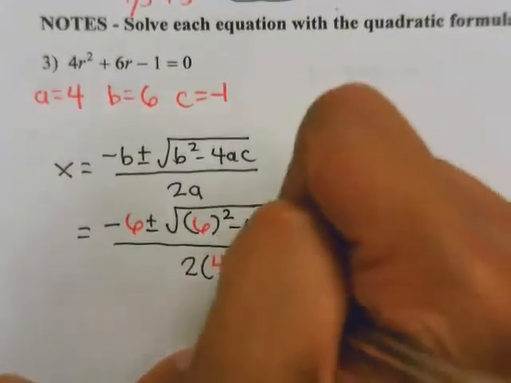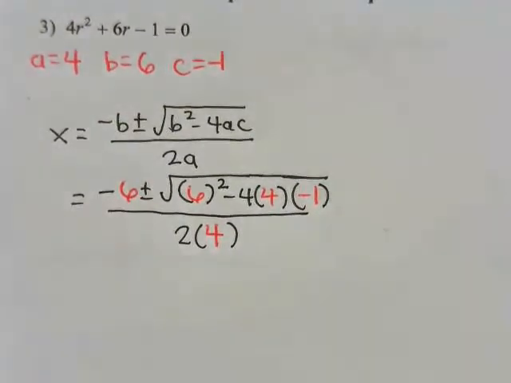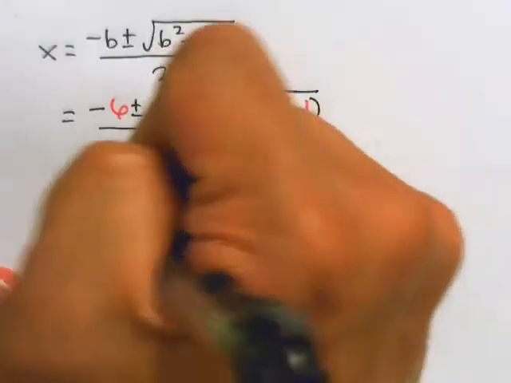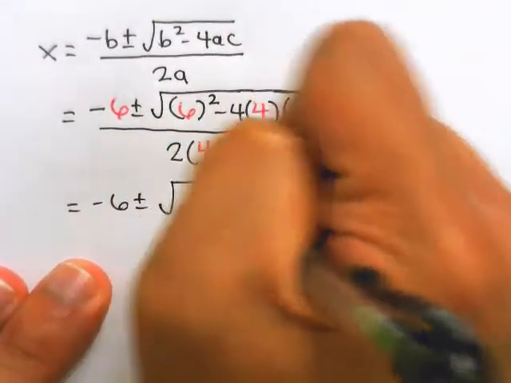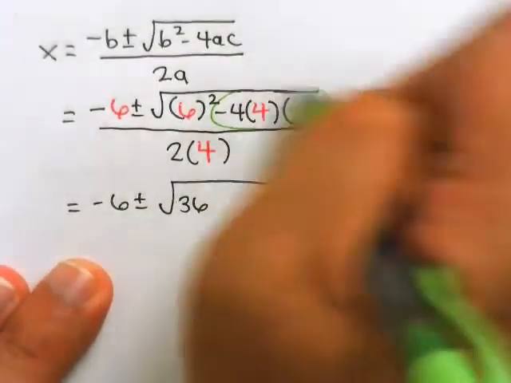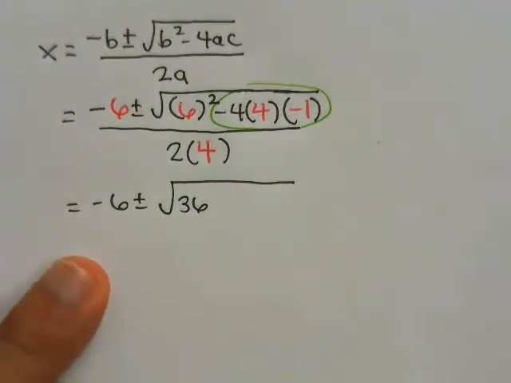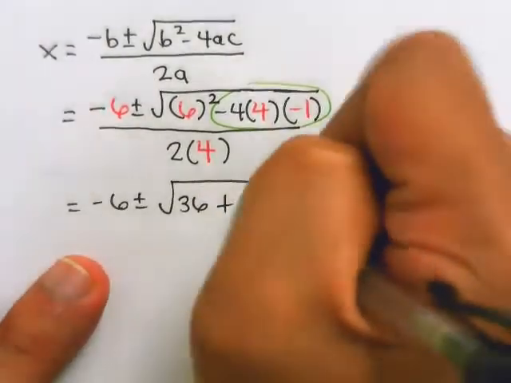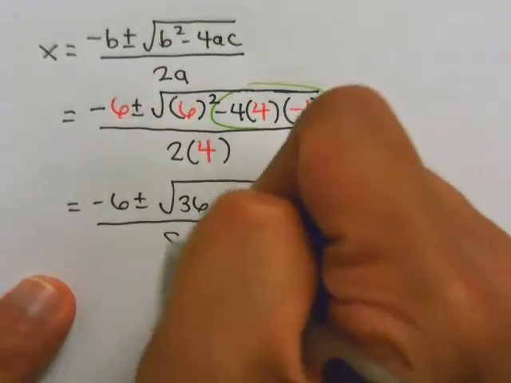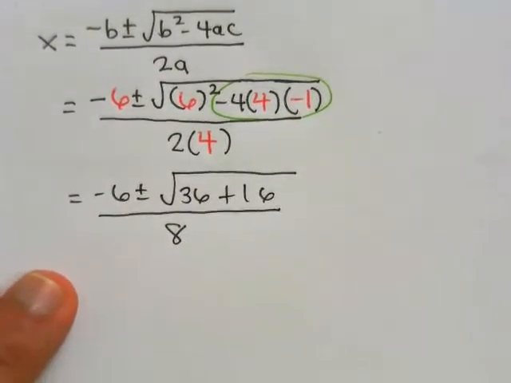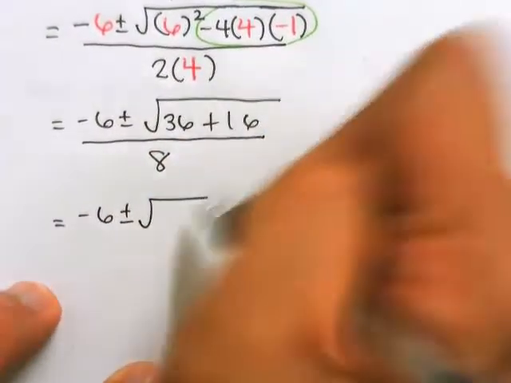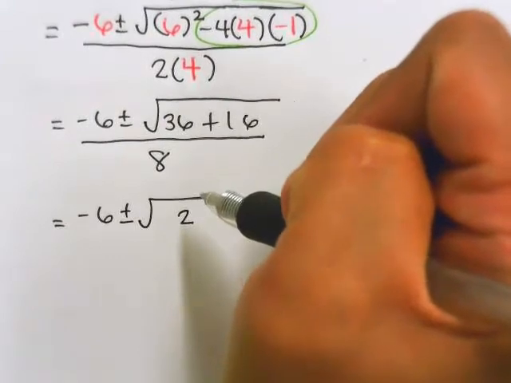Really, once you have all of this, you're just simplifying everything that you can, following your PEMDAS. Okay, we can't do too much with the -6. This goes over here. 6 squared is 36. Treat this as a multiplication. -4 times 4 times -1 is going to be positive 16. 2 times 4 is 8. Let's add them up. This is -6 plus or minus the root of 52, all over 8.